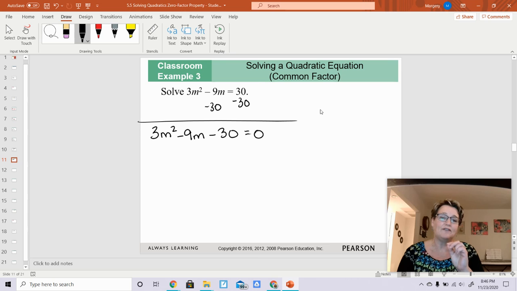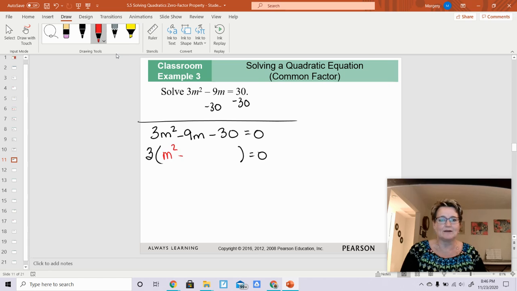Now, before I can start factoring this, using the AC method or the shortcut method, I need to see if they share something. And if you notice, they all share a 3. So I'm going to factor out a 3. Now, when you factor out a 3, you're left with m squared minus 3m minus 10. Now, at this point, this is the only thing that I'm interested in. I'm going to factor that.